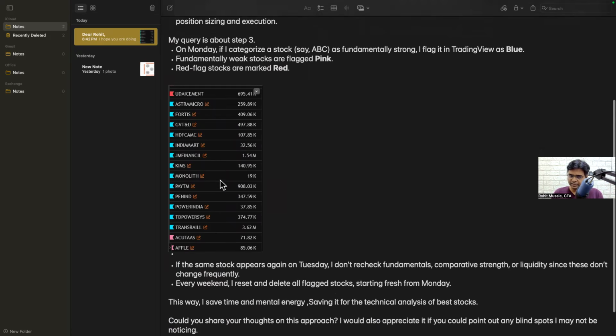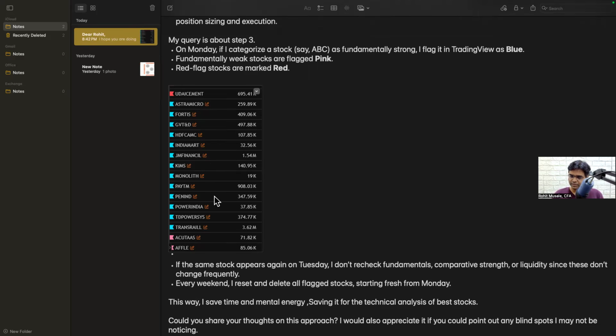No, this is increasing time and mental energy. Let's say India Mart, JM Financial, Kims is not there on Wednesday, but what if it's there on Monday? If it's there on Monday but not there on Tuesday, what is the point of keeping that stock on a watch list for 3 days? If I'm not buying a stock, if a stock doesn't come close to my criteria, why should I track it for 3 days? It's a waste of time and mental energy, right?